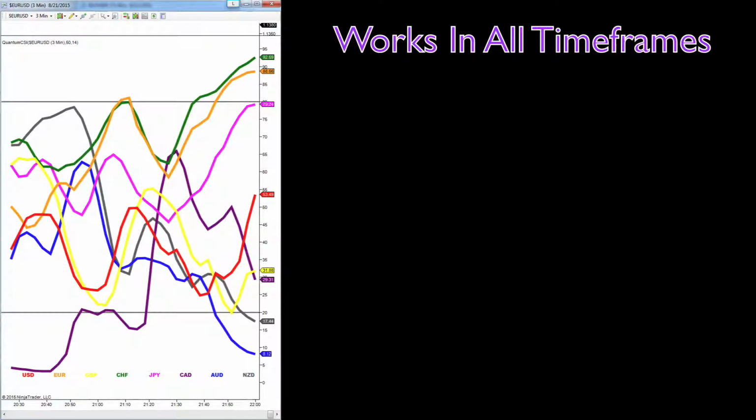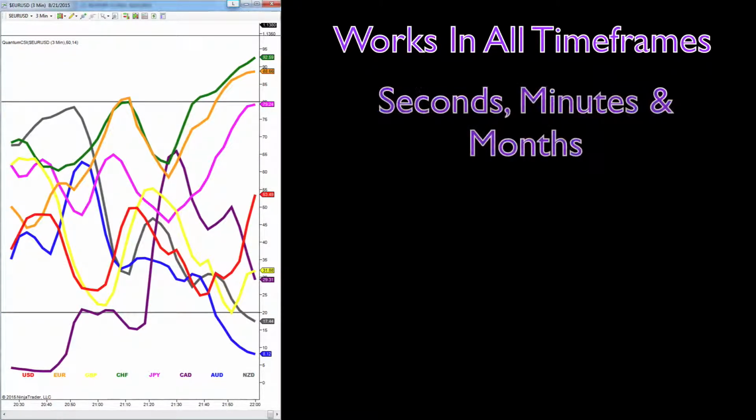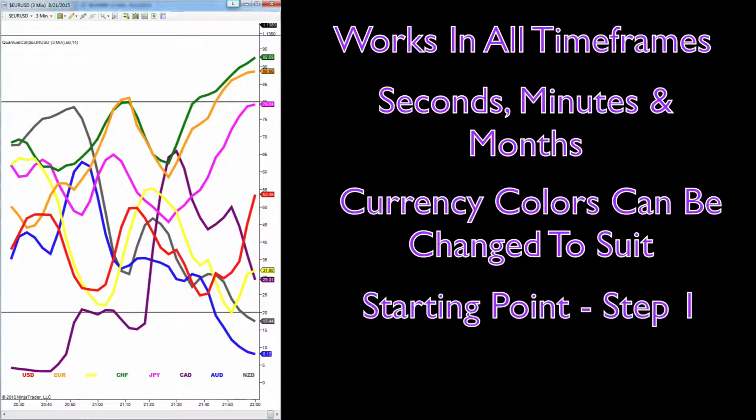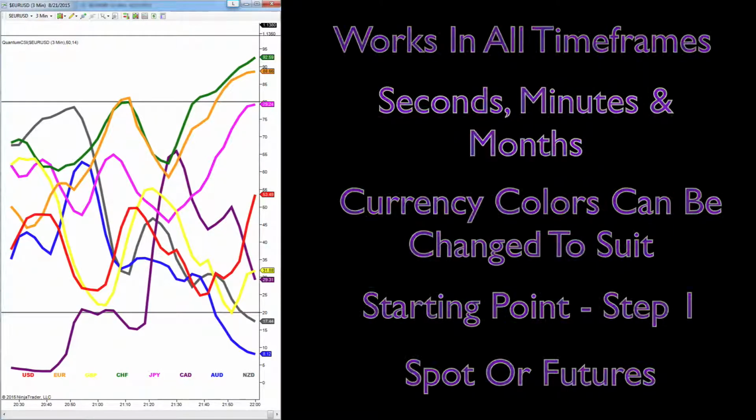The quantum currency strength indicator works in all time frames, from seconds to minutes and months. And the colour of each currency line on the indicator can be changed to your own personal preferences, and it's the starting point for any analysis as a forex trader, whether in the spot market or in currency futures. It makes no difference and can be applied equally well to both. The approach is the same.